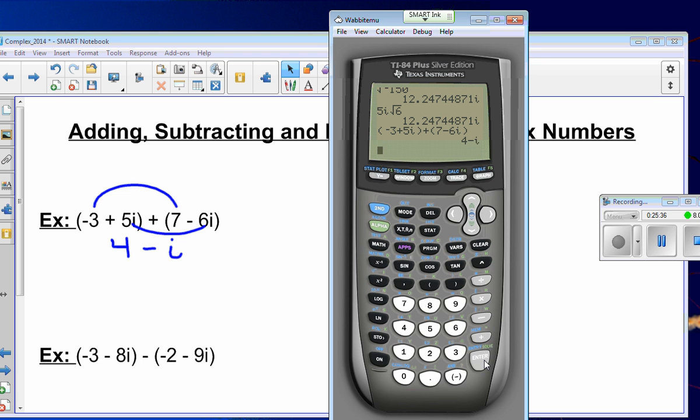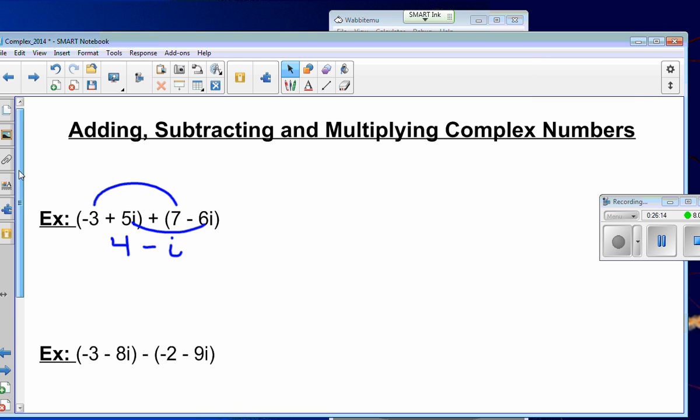So the good news is that the calculator will actually do the operations for you. Just double check your signs and how you plug it in. Did you do negative 3 plus 5i? Did you use 7 minus 6i? I added the negative 3 and the 7, and I added the 5i and the negative 6i. Just combining the terms by hand. That's all. Okay? All right, let's try another one.